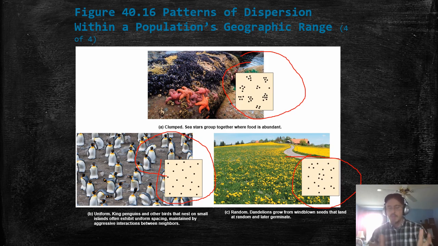So you might be clumped around a resource. You might be distributed somewhat equally. In this case, the penguins are distributed pretty equally apart, so they avoid fights. They each have their little patch of territory. Or organisms might be randomly distributed, and you could figure that out.